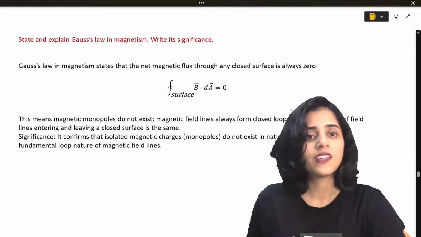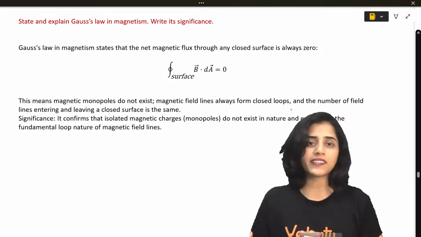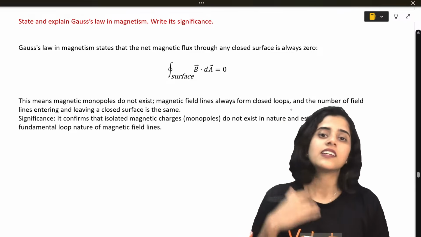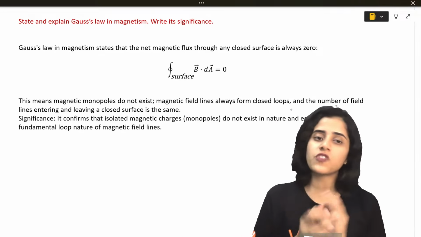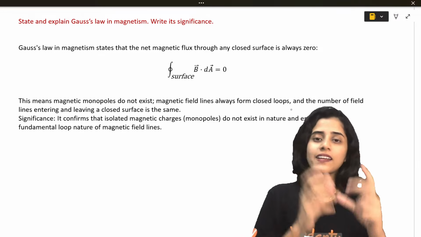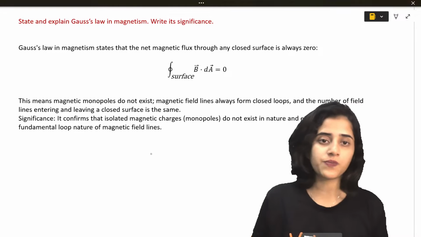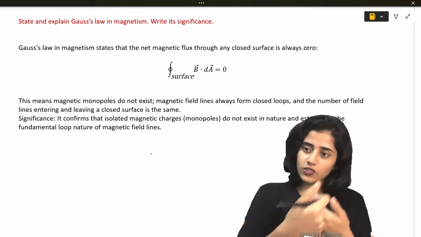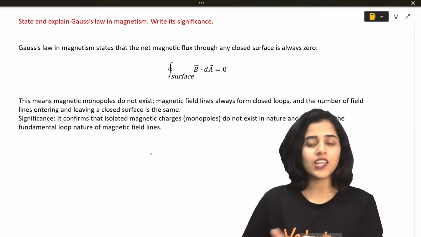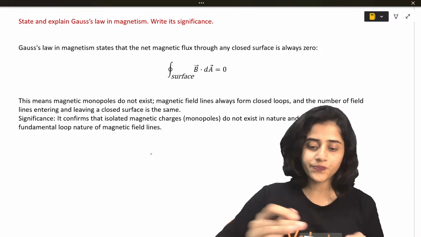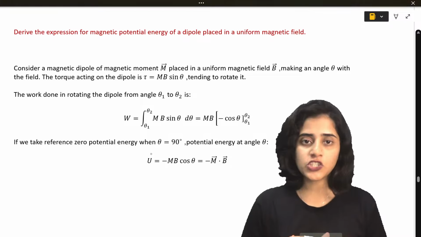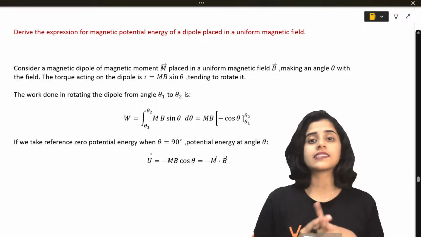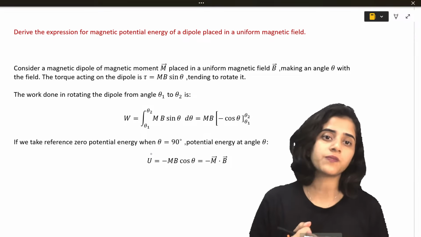State and explain Gauss law in magnetism. Write its significance. What does Gauss law say? That magnetic flux through any closed surface is zero. That means magnetic monopoles can never exist. So whatever magnetic field goes in, it comes out. It can never stay inside. Okay, super.